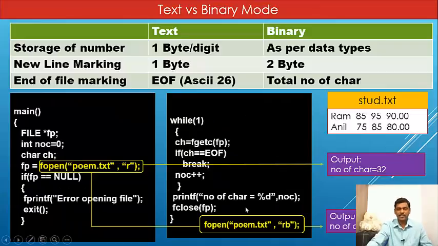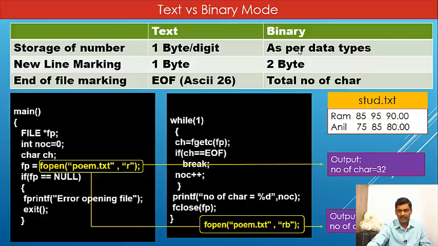Text mode versus binary mode. What is the difference between text and binary mode? There are 3 differences between text and binary mode. One is the storage of numbers. In text mode, if you open the file and want to store a number, one digit is required, 1 byte of memory.